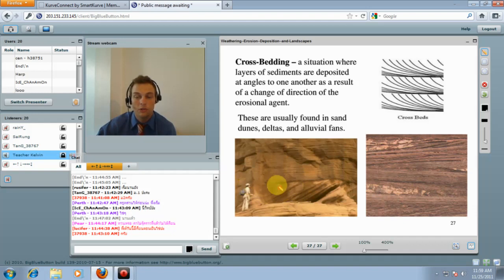Something happened to deposit this at this angle. And then, how long is this? Probably tens of thousands of years, hundreds of thousands of years. It depends on the rock and the size of this layer, but this is definitely tens of thousands of years to make this one layer, and whatever's lowest is going to be the oldest, and whatever's highest is going to be the newest.